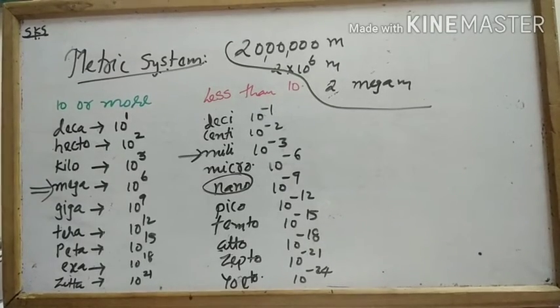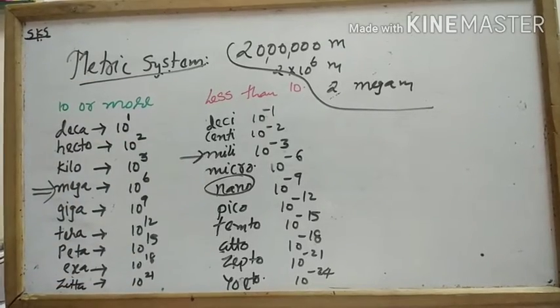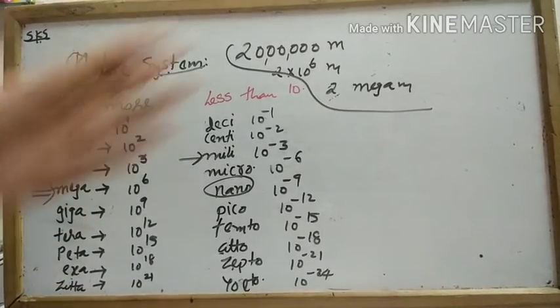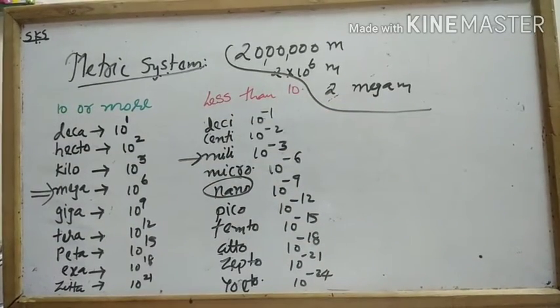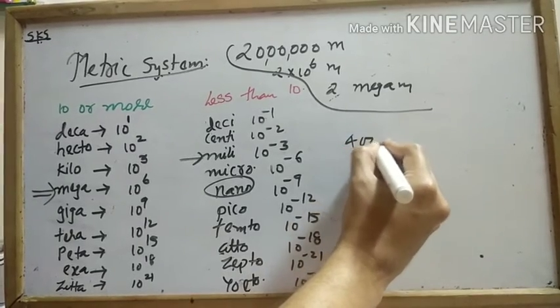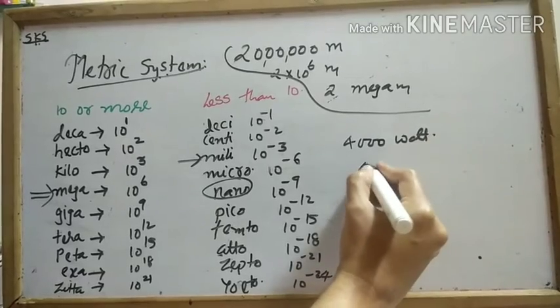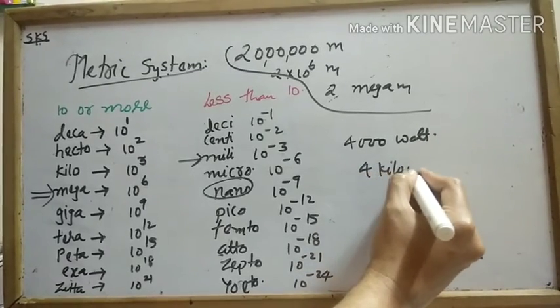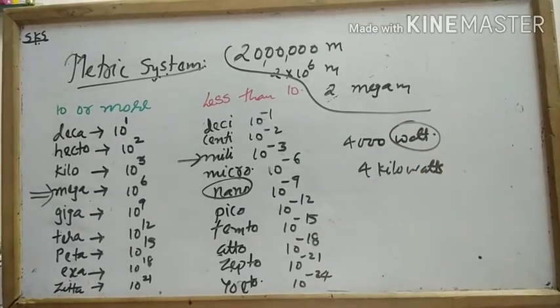That is the metric system you should know, and these are the things which are used as prefixes. Instead of writing the bigger numbers, you just write down 2 megameters or something like that. Like, as I told you, suppose your machine works at 4000 volts. So instead of writing 4000 volts, we will write 4 kilovolts. What is the unit of power?